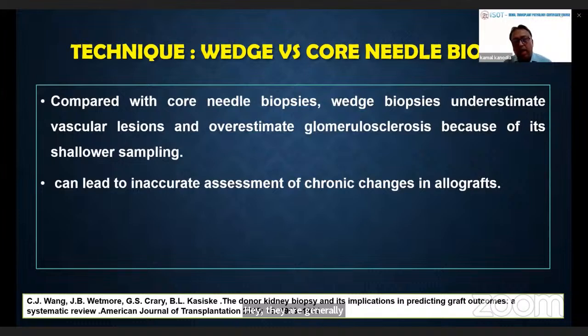The subcapsular region has a greater number of glomerular sclerosis, and it doesn't have the vessels, because the vessels are situated deep inside, in the cortical region. So whenever a wedge biopsy is taken, it underestimates the vascular changes and overestimates the glomerular sclerosis because of its shallow sampling. And that can lead to inaccurate assessment of chronic changes in the allograft.